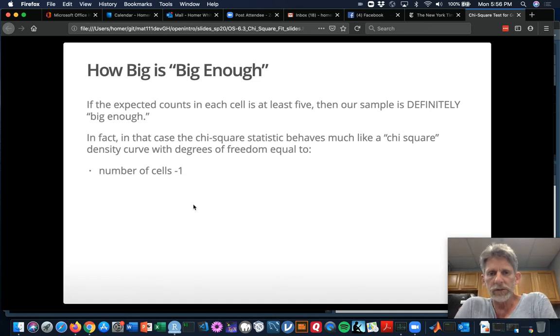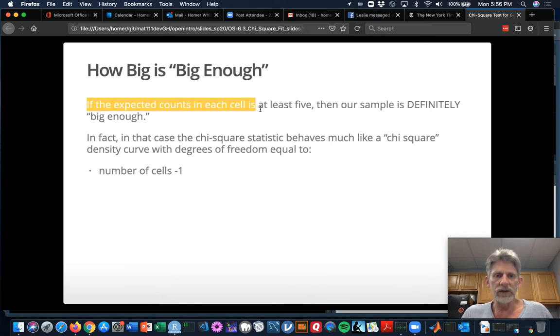So you might wonder, though, how big is a big enough sample for these facts about the chi-square statistic to really hold and come into play? People looking at simulations have generally decided that if the expected count in each cell is at least 5, then the sample is definitely big enough. No worries at all. It's actually okay for some of the cells, maybe 20% of them, to be less than 5, but definitely not any of them less than 1.